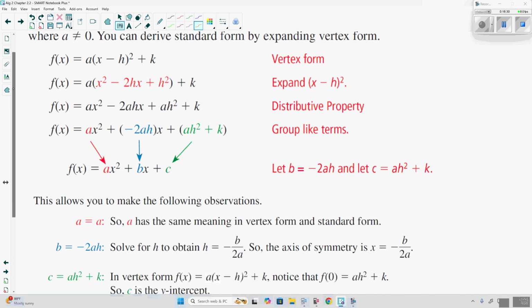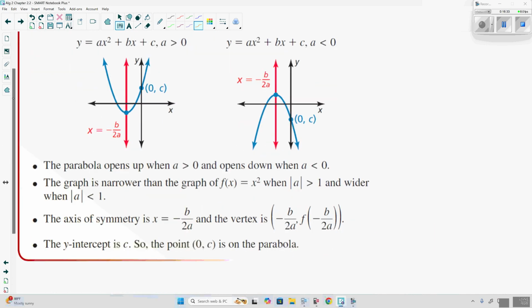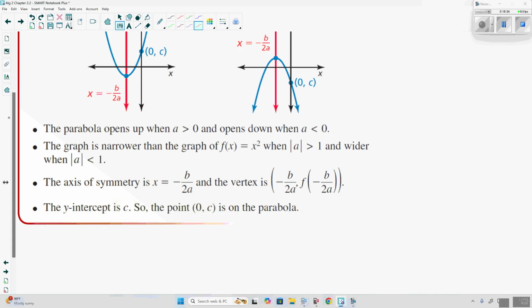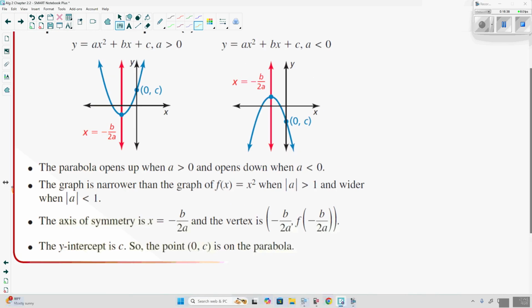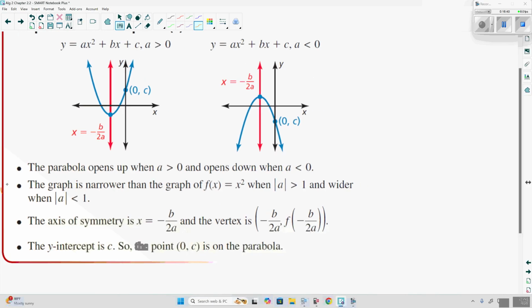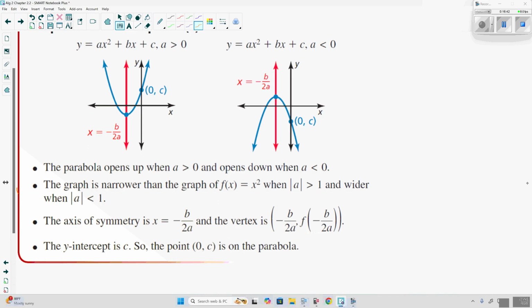But the more important thing is this here. Now we know when the value of A is positive, the graph is going to open up. When the value of A is negative, it's going to open down.